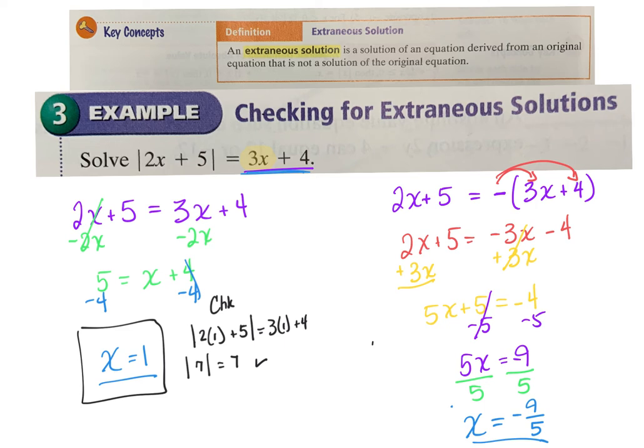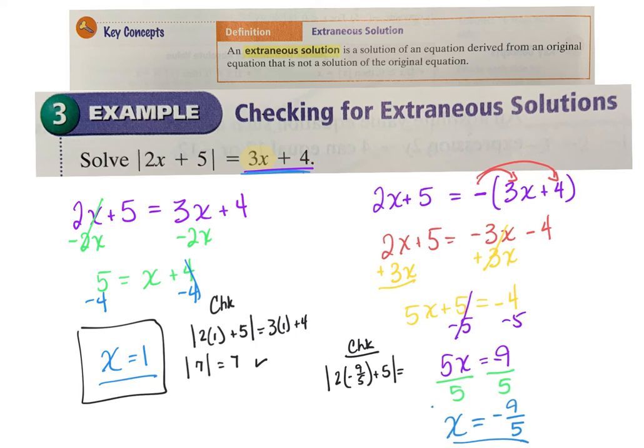We're going to plug that one in. So we're going to check this guy. We're going to say the absolute value of 2 times negative 9/5 plus 5 equals 3.